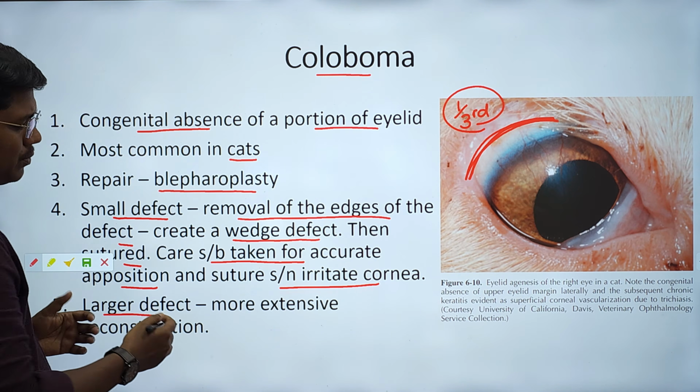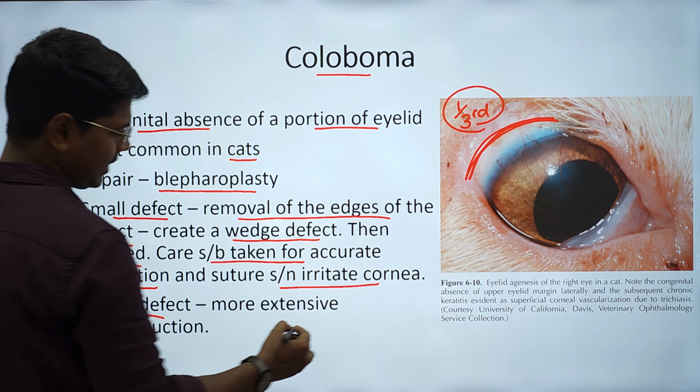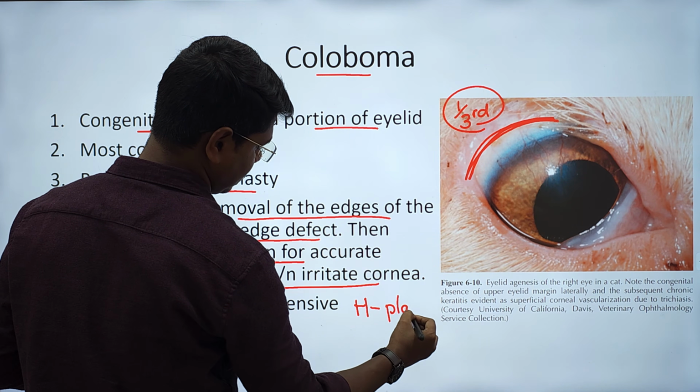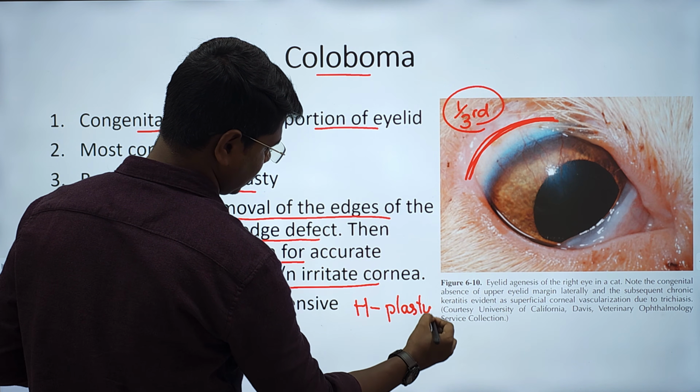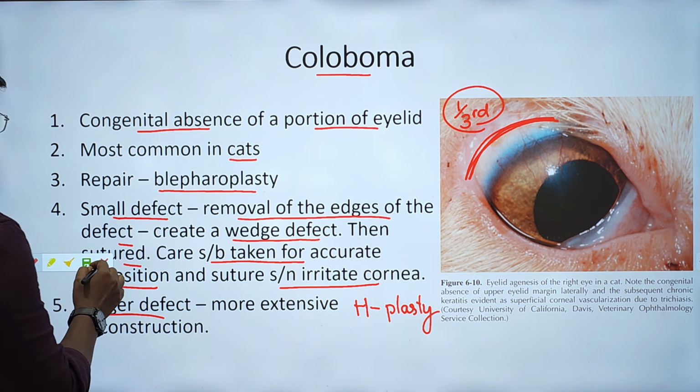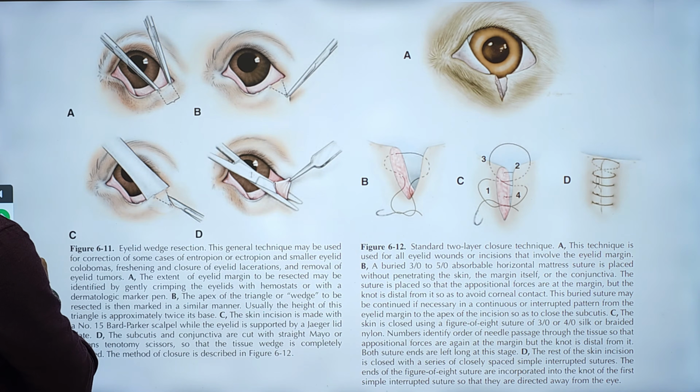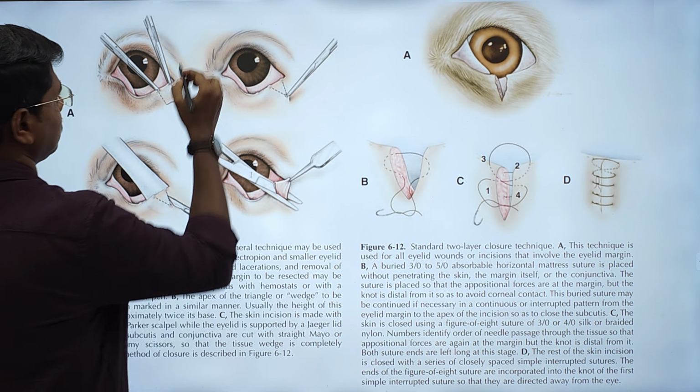For a larger defect, you may need extensive reconstruction like H-plasty. We'll see all those things. Don't worry. This is the basics of coloboma. This is the surgery. This is wedge resection.